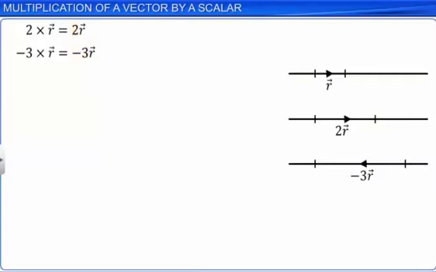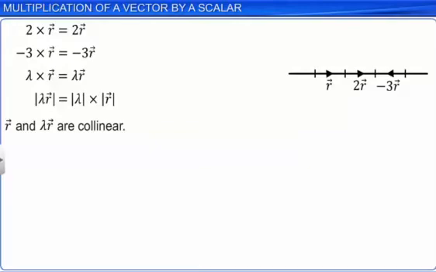If we multiply any vector, say vector r, by a scalar quantity, say lambda, we get another vector, lambda r. The magnitude of vector lambda r is equal to the magnitude of the scalar quantity lambda multiplied by the magnitude of vector r. The direction of vector lambda r depends on the sign of the scalar quantity lambda. The vector obtained by multiplying a given vector with a scalar quantity is collinear to the given vector. Now, let us take some special cases.